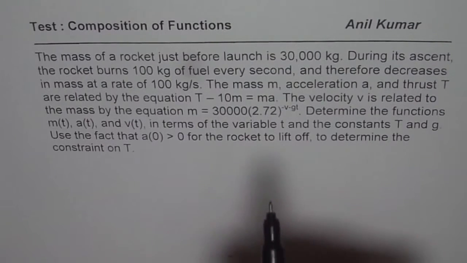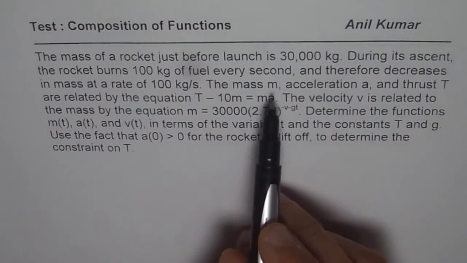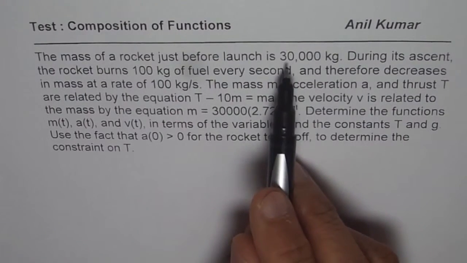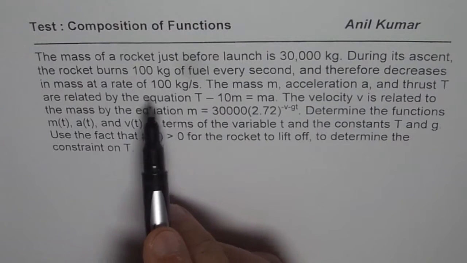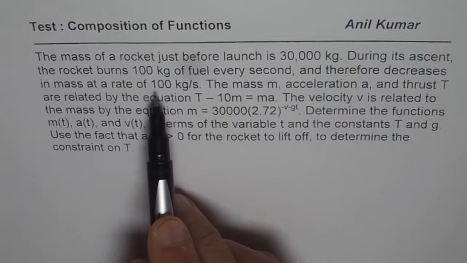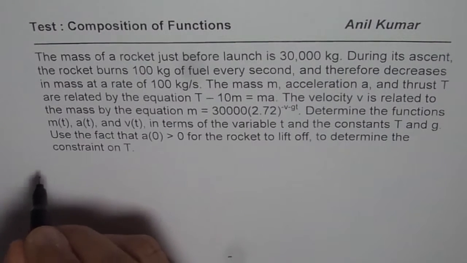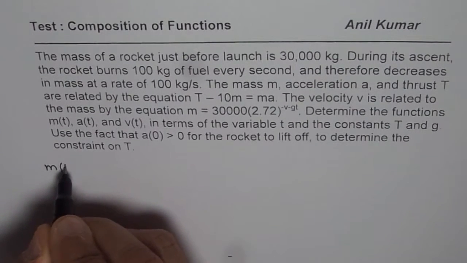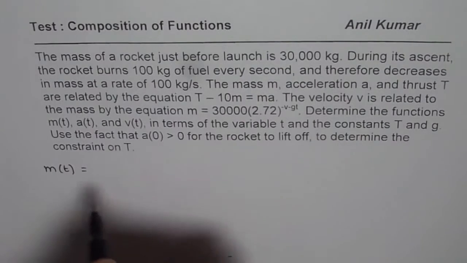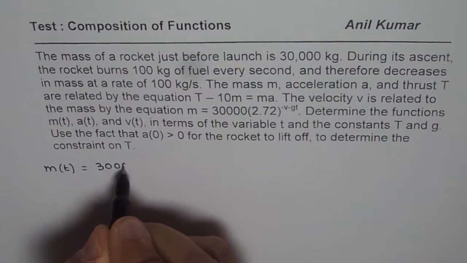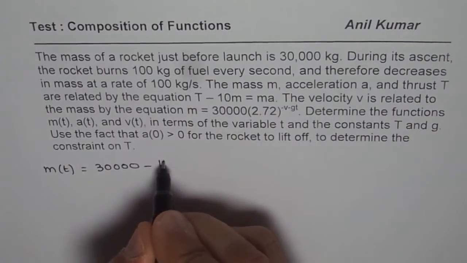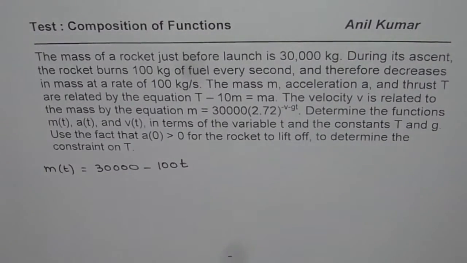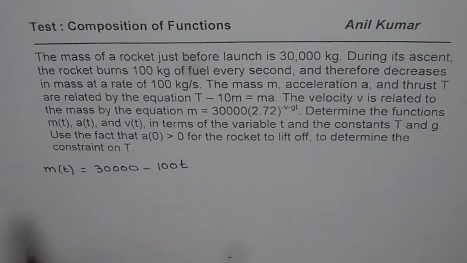Well, let's begin by finding the relation for the mass. It is given that the initial mass is 30,000 kg and during the ascent it burns fuel, decreasing the mass at the rate of 100 kg per second. Therefore, with respect to time, mass, which starts with 30,000 kg, decreases at the rate of 100 kg per second. So that means minus 100t. So that is the equation for the mass itself. So we have related mass with respect to time.